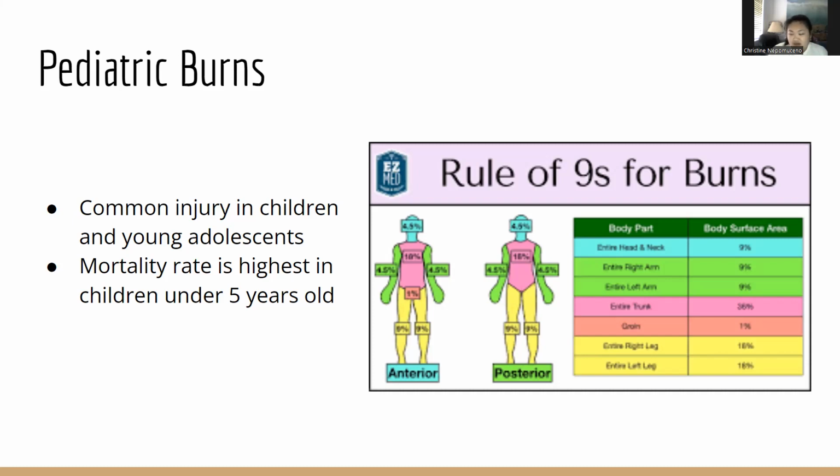So each body part has a specific number, usually 9%. So for the entire head and neck, that would be 9%. Entire right arm would be 9%. The trunk itself would be 36%. Groin is 1%. Each leg would be roughly 18% altogether.